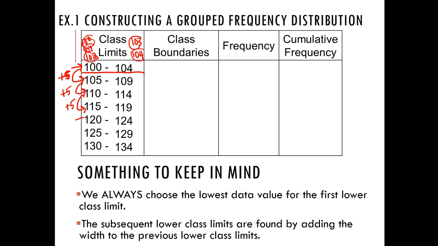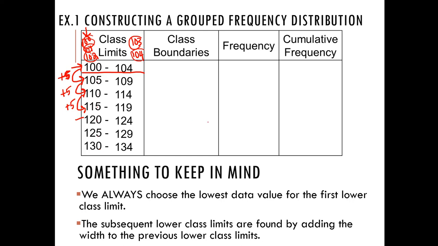It gets a little confusing because 104 minus 100 is 4, but when we count our class width, we're including the number at the beginning. We're including that 100 as well, which means that we will include that 100 to get us to a class width of 5. So that's how we construct the class limits. Okay.